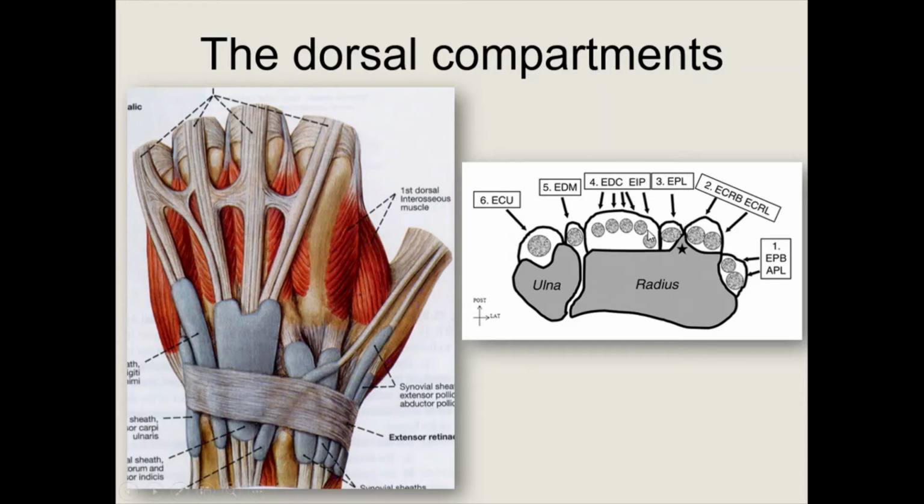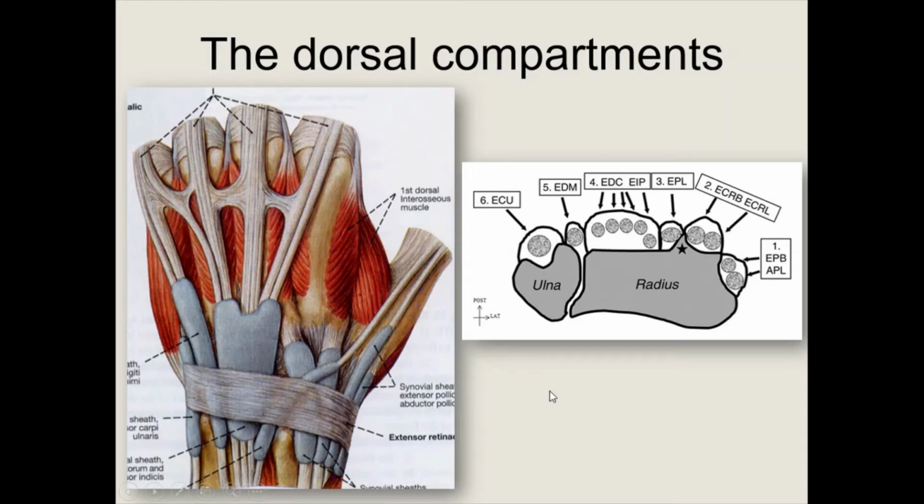And in the 4th compartment, here we have the extensor digitorum communis and the extensor indicis, and in the 5th compartment we have the extensor digiti minimi, that is going to the little finger, and in the 6th compartment, as I mentioned, we have the extensor carpi ulnaris.